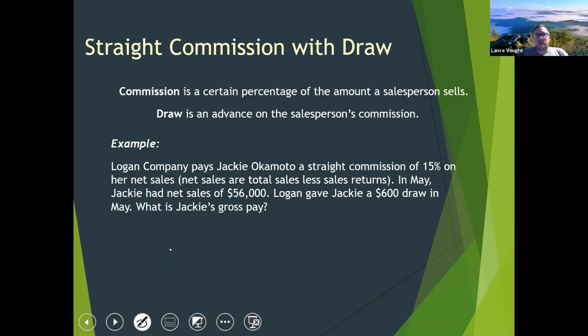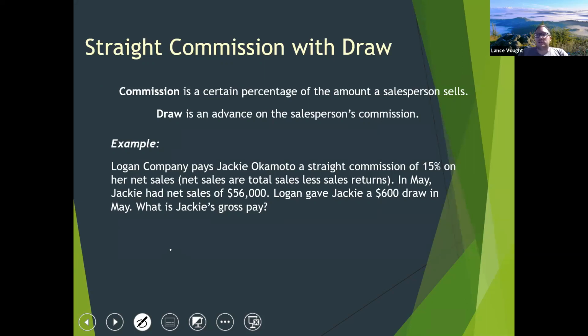So I guess Logan Company, I don't know who Logan Company is, or the publisher of the book, I don't know, but Logan Company pays Jackie Okamoto a straight commission of 15% on her net sales. So net sales is their total sales minus their sales returns. In May, Jackie had net sales of 56,000. Logan gave Jackie a $600 draw in May. So what that means is that they basically gave her $600 up front.